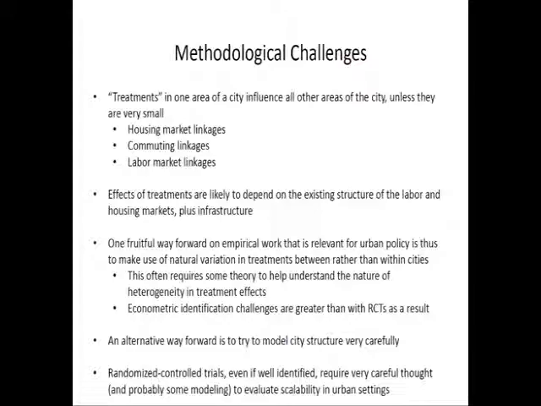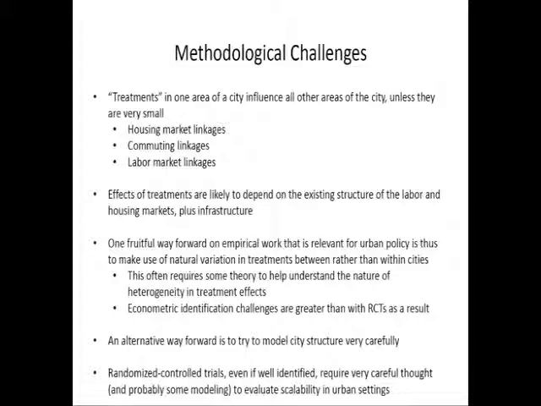So, an overview of methodological challenges. We're going to have to think about estimating program effects. Treatments in one small area of a city are going to influence other areas of the city, right? And so it's hard to find control groups. And even if we do find control groups, it's going to be difficult to think about scaling up.